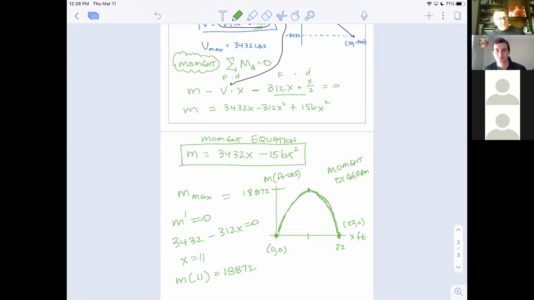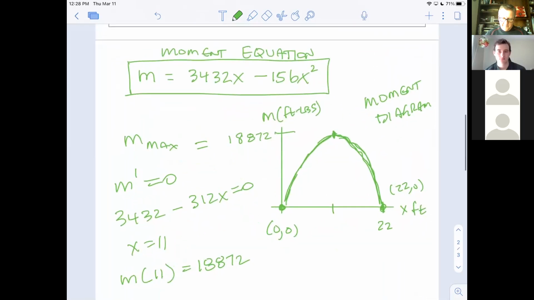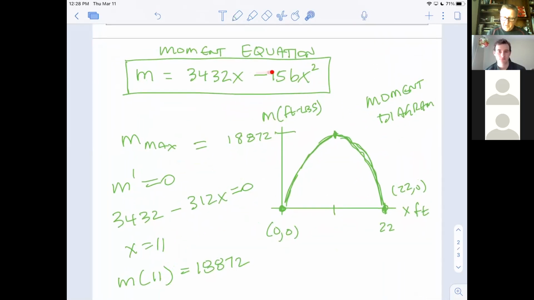So moment max, V max, I found both of those things. Let me show you something really powerful. I'll leave you to think about this. What did you notice when I took the derivative of that? I took this equation up here to find the maximum, which is where the slope is equal to 0. I took the derivative and I got 3432 minus 312x.